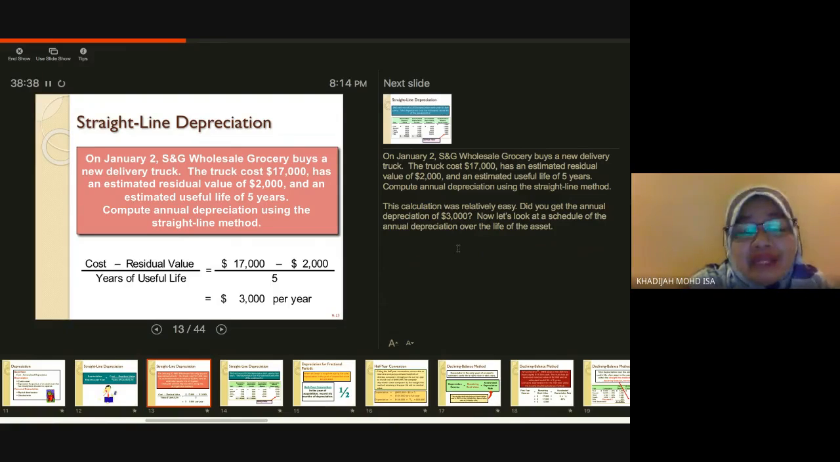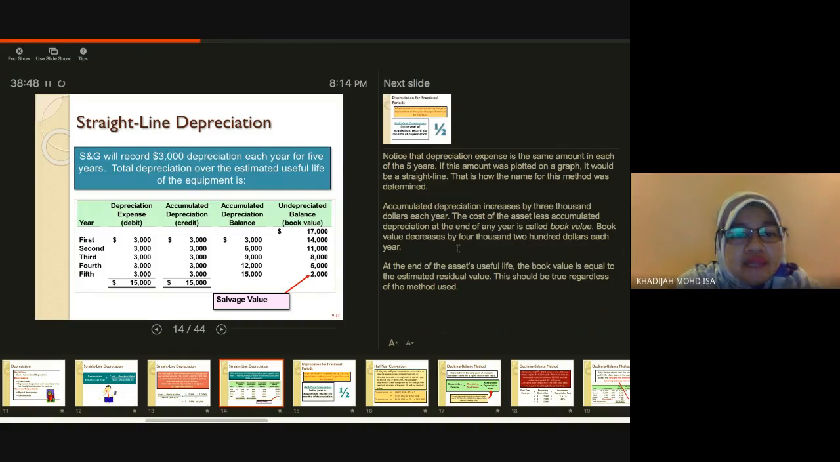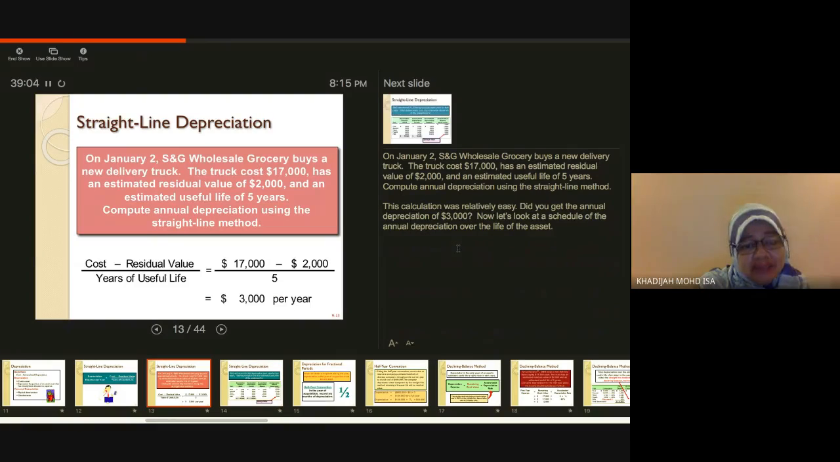Because there are many methods, which one do we want to apply? In your case, just take the whole year, 1 year depreciation, straight line. If you see here, year one, second, third, fourth, and fifth, you provide depreciation every year the same, because that's why it's called the straight line method. Every year you're going to depreciate 3,000.